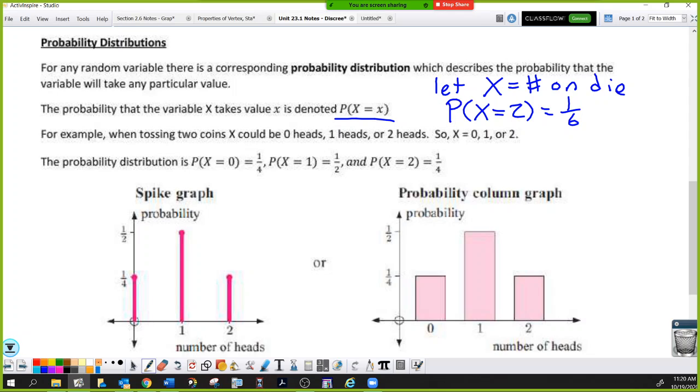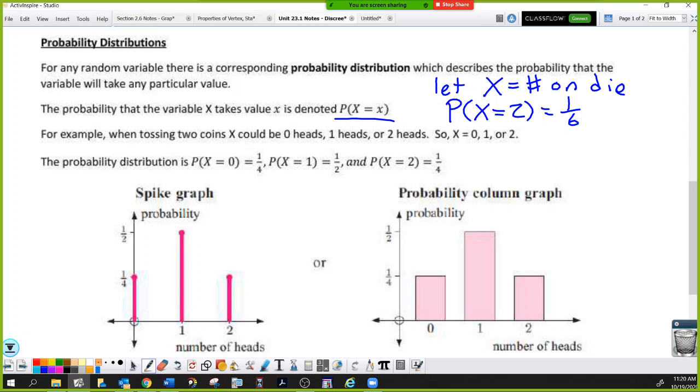See, it's just so much easier to use symbols and numbers than it is to write it all out in words. And of course, it wouldn't matter if capital X was 1 through 6, it doesn't matter which one you pick. If it's a fair die, they all would have 1/6. The probability that the number on the side of the die is 2 is 1/6. That's what that says.